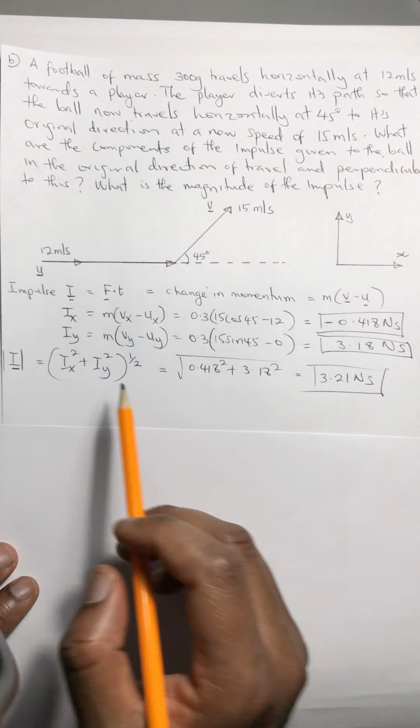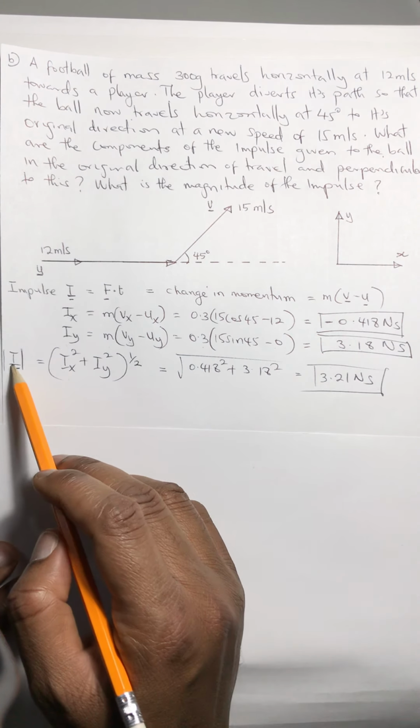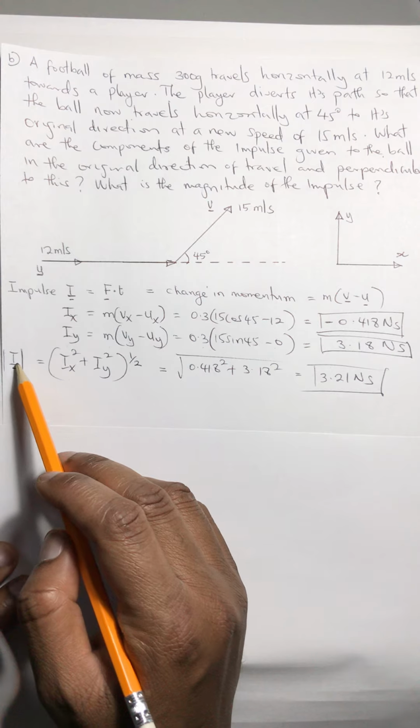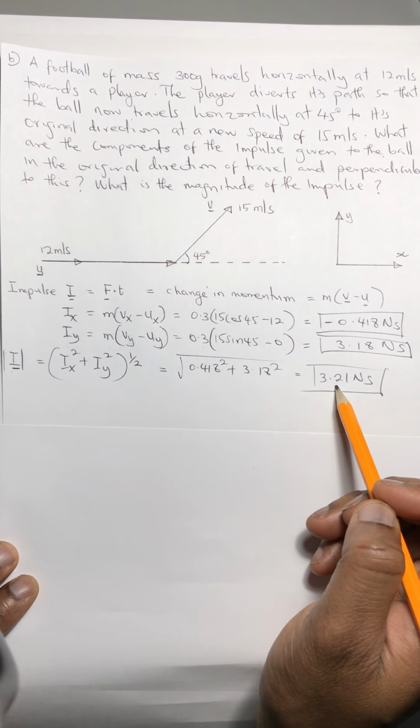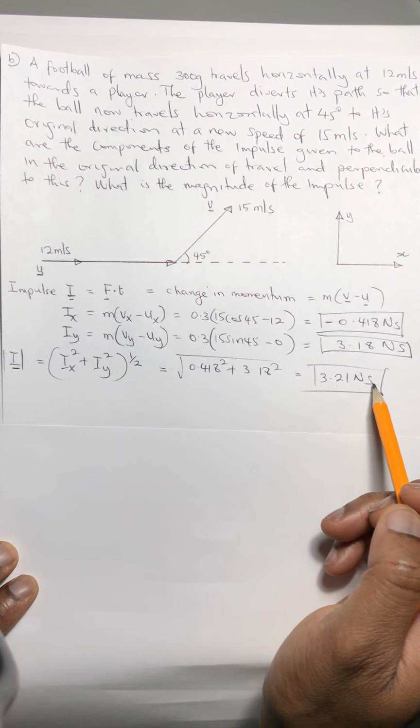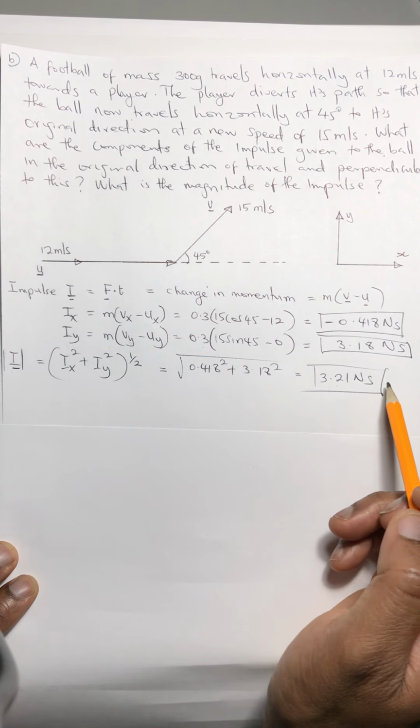So the magnitude, which is I magnitude, equals 3.21 Newton seconds, which equals our impulse.